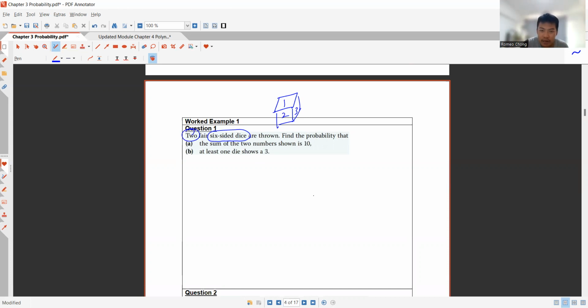Okay, and find the probability that the sum of the two numbers shown is 10. Of course, some students can just easily know what the combinations of the two numbers are to get 10 from the dice.